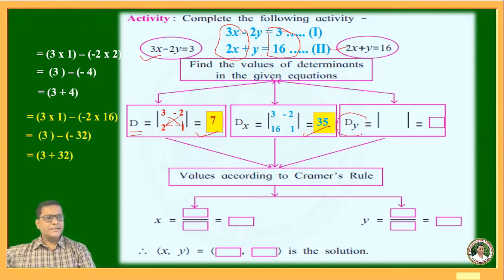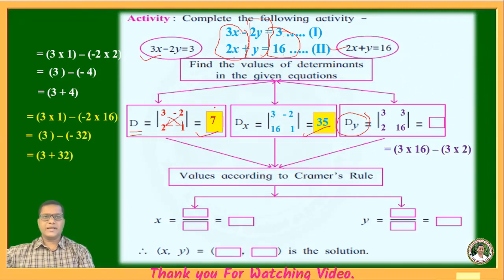Now write the dy. dy means eliminate the coefficients of the variable y and write the constants and coefficients of the x variable. Therefore 3, 3, 2, 16 or 3, 2, 3, 16. Simplify this, 3 into 16 minus 3 into 2, that is 48 minus 6, that is 42. Now these are the values of d, dx and dy.